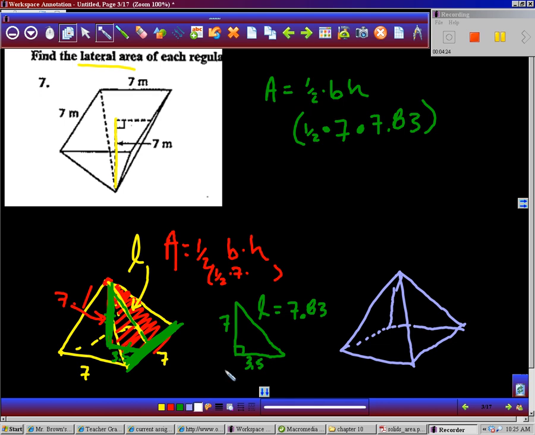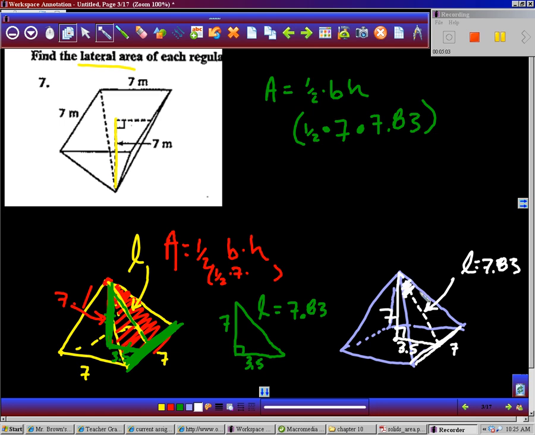Okay, so here we go. Here's a 7, right? And I am looking for the slant height here. In order to find the slant height, I take the height of the pyramid, which is also 7, and I find the base of that triangle, which in this case is 3.5, because it was half of this whole base. So this right here is the slant height. I did 7 squared plus 3.5 squared, square root of that, and I get 7.83. So my slant height is 7.83.